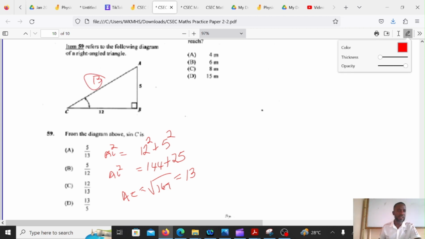Now, if that side is equal to 13, then we want to find sine C. And what is sine? Sine theta is equal to opposite over the hypotenuse. Okay, what is the opposite side equal to? The opposite side is equal to 5. Okay, because if this is the angle, then this side now becomes the opposite side. 5 divided by 13. So our answer here, 5 divided by 13 is A.